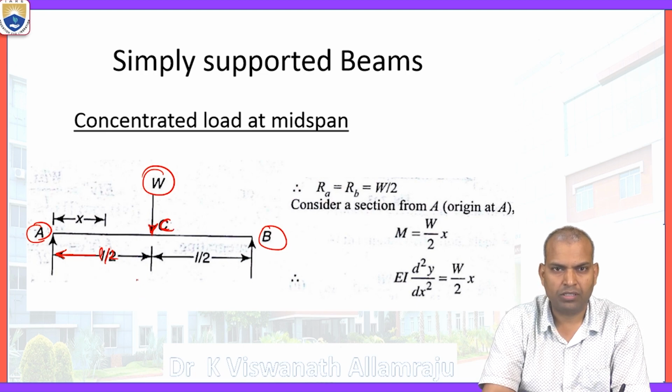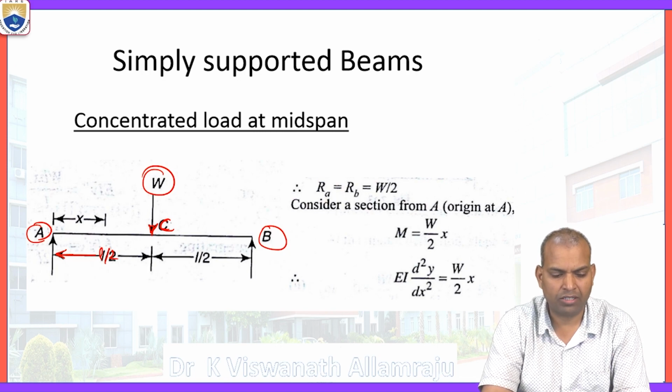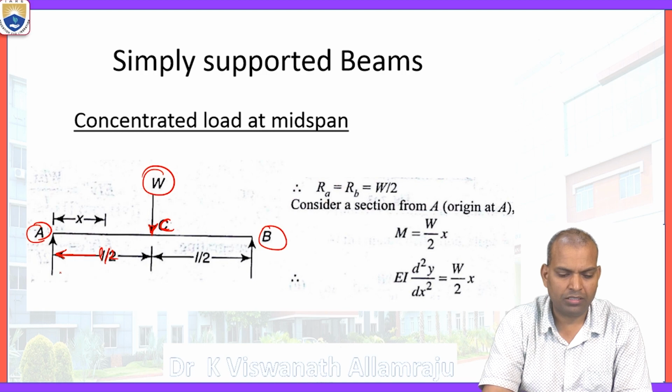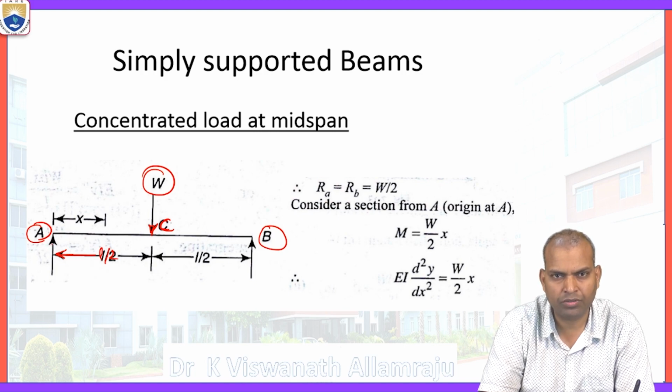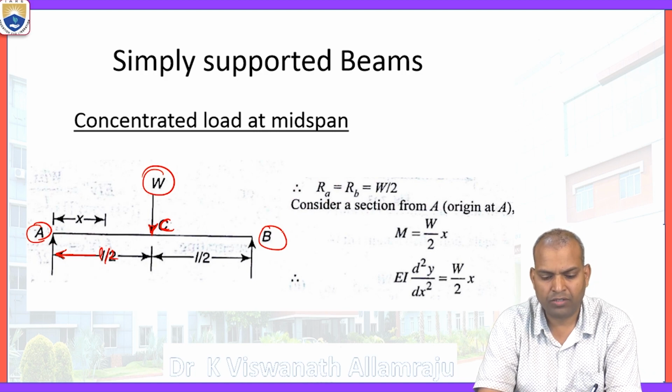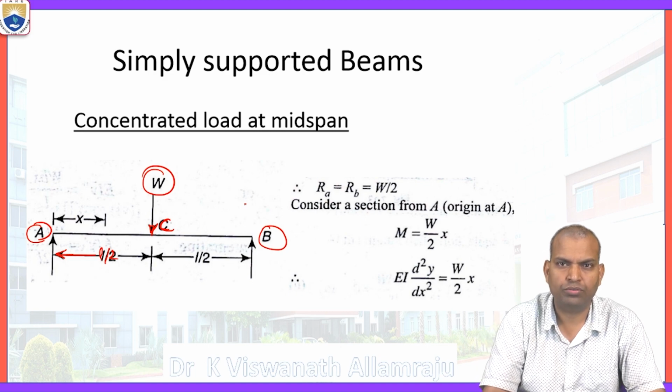So the reactions, by using the shear force and bending moment concepts and applying the equilibrium conditions, sigma Fy equal to 0 and the moment equilibrium equation, we have calculated the reactions RA and RB. Here, the concentrated load acts at the midspan of the beam, so the reactions at support A and support B are equal. That is, RA equal to RB, that equals W/2.